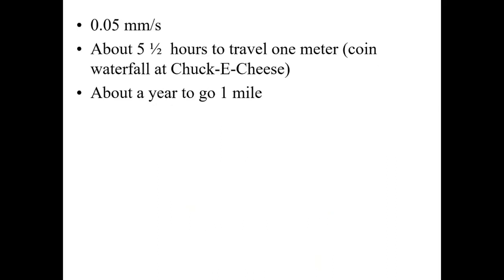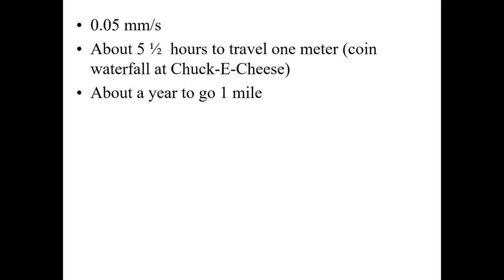Now there are equations to calculate things, but we won't. We'll just say that the electrons move at 0.05 millimeters per second. Believe it or not, electrons are really slow. They only go about a mile in a year. You or I could easily walk a mile in 20 minutes, maybe quicker if we really hustle.